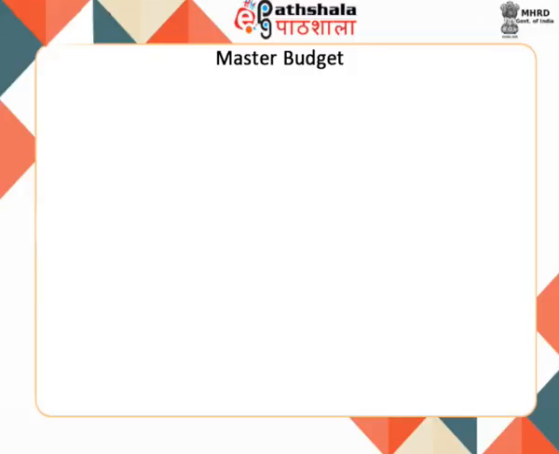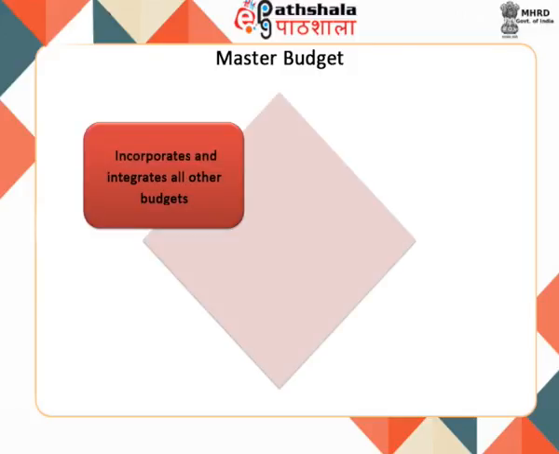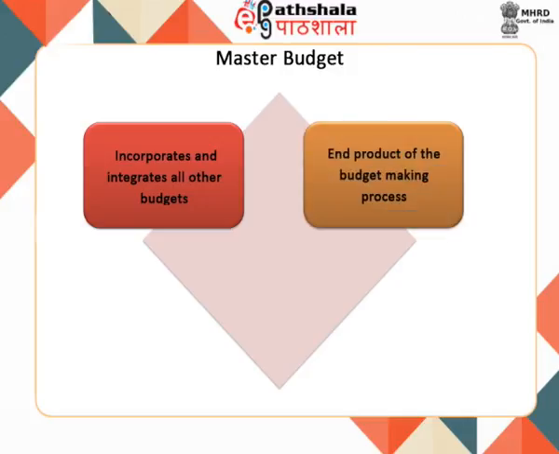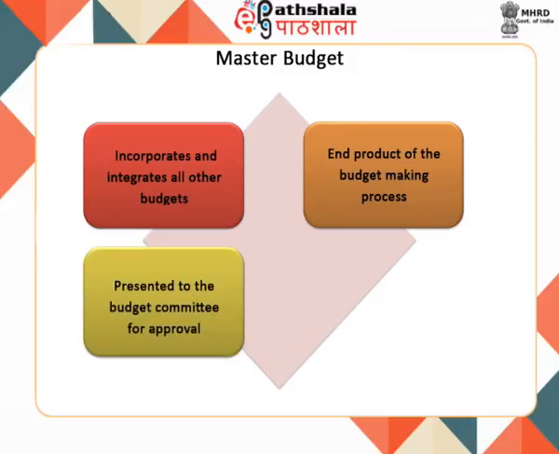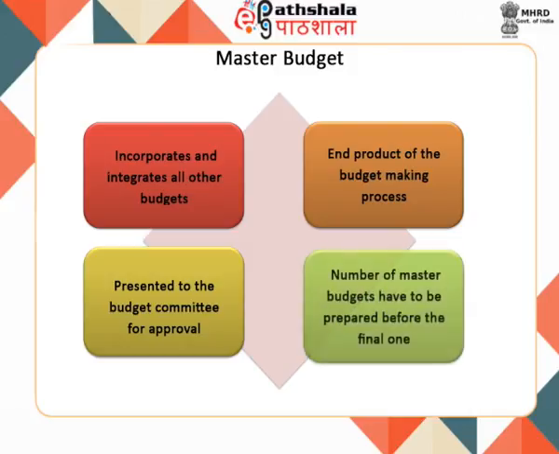Thus, it is a summary budget which incorporates and integrates all other budgets. It is the end product of the budget making process. The master budget is presented to the budget committee for approval before it is operationalized. Many a times, a number of master budgets have to be prepared before the final one is agreed upon.